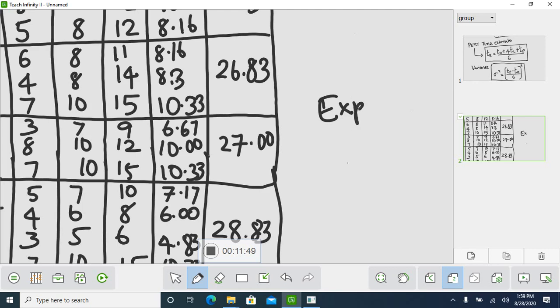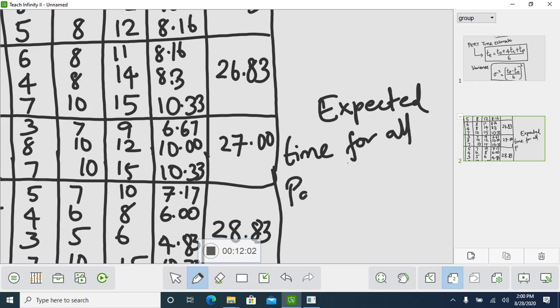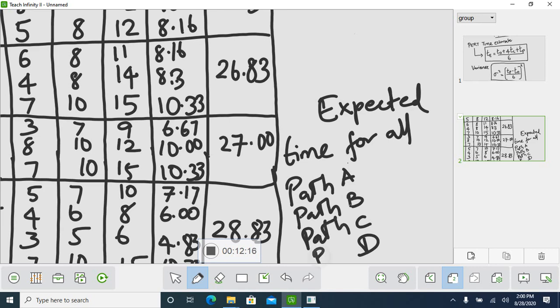So here the question is we have to find the expected time for all paths. What all paths did we have? A, B, C, D. So from the given sum, we got these 4 paths. So for 4 paths, we found the expected time.